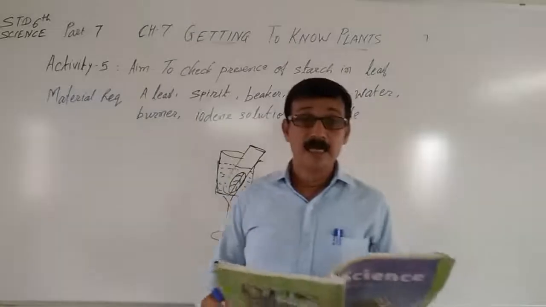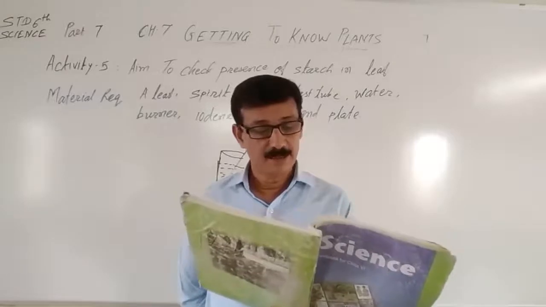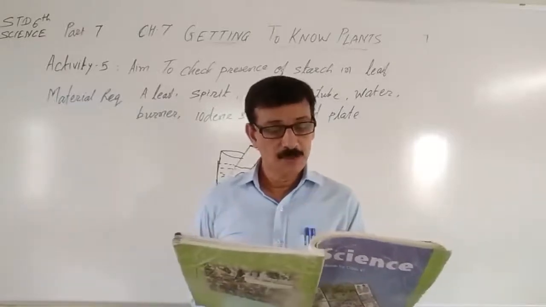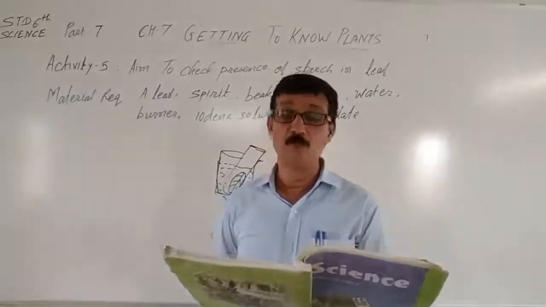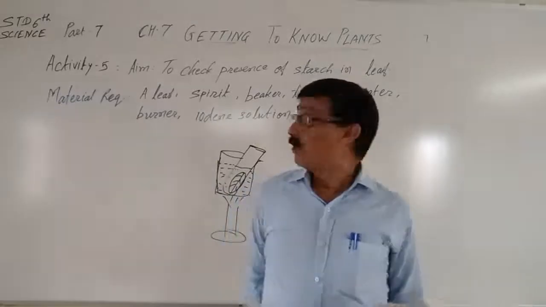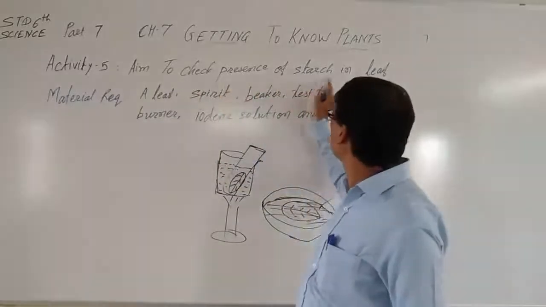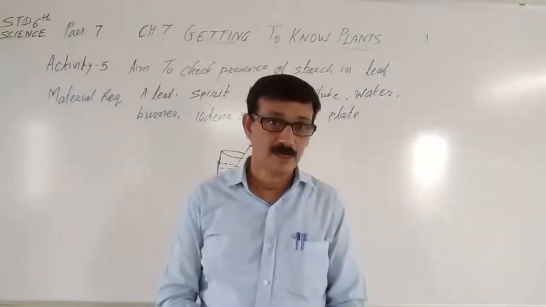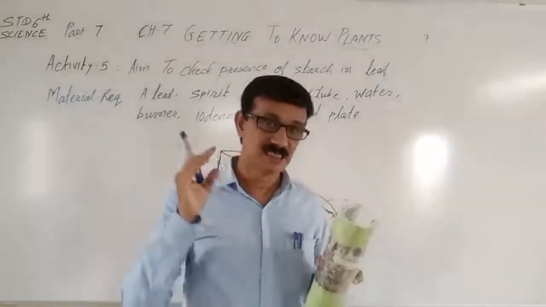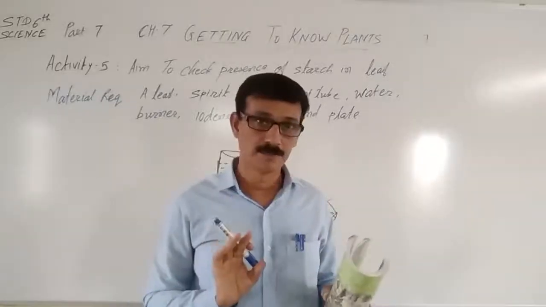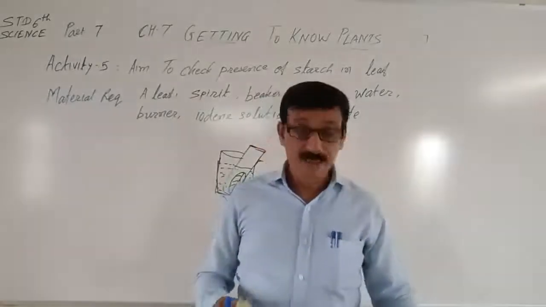See, in this activity we would require a leaf, spirit, a beaker, a test tube, a burner, water, a watch glass and iodine solution. What is the aim of this activity? Let me tell you first. Aim: to check the presence of starch in the leaf. We want to check whether starch is available in the leaf or not, and for that this material is required. Now what to do?